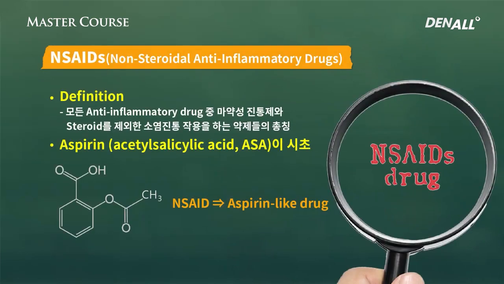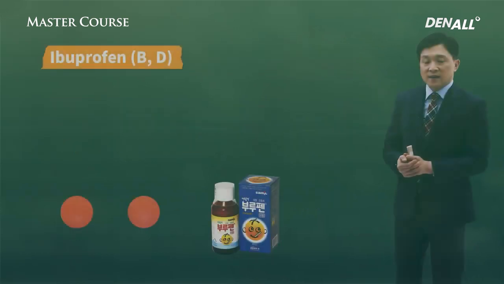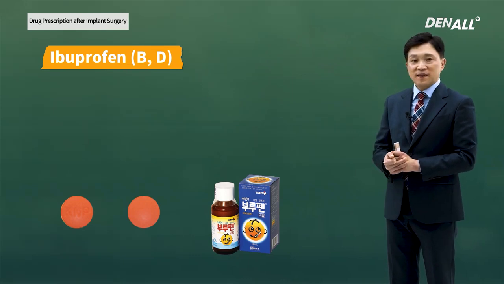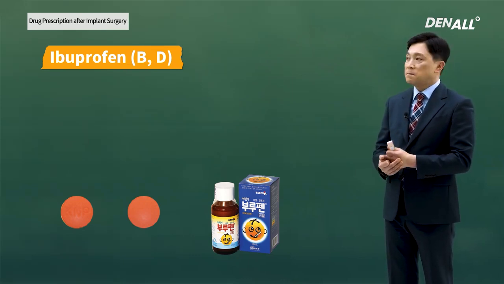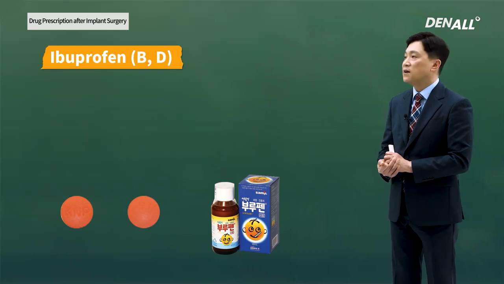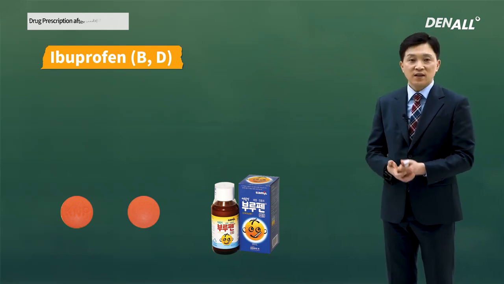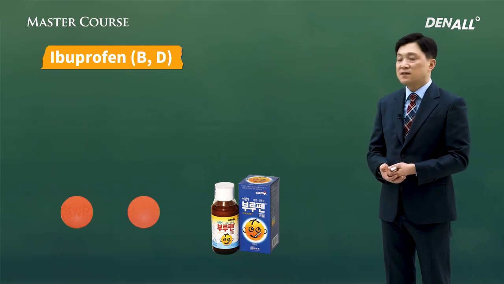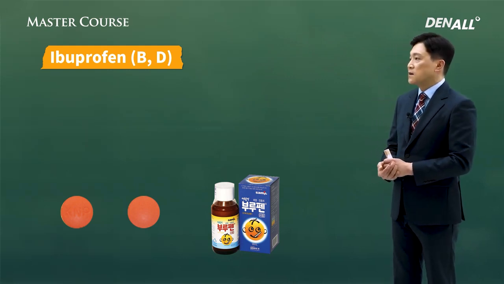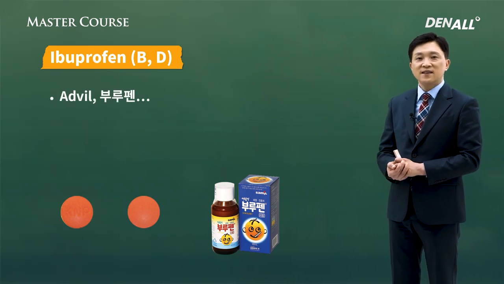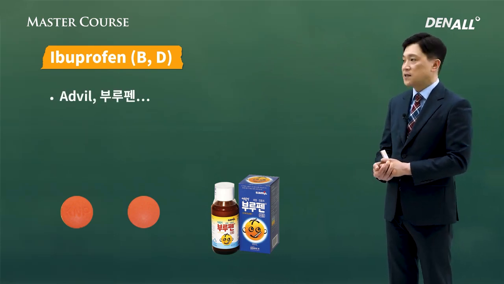NSAIDs stands for non-steroidal anti-inflammatory drugs. It is defined as all anti-inflammatory analgesics except the opioid analgesics and steroids. If you look at the drugs briefly, ibuprofen is used most widely. FDA classification of B, D are indicated. Originally it's B, safe drug, but it is a D category when it is used for a long time. Brufen and Advil fall into this category of ibuprofen.